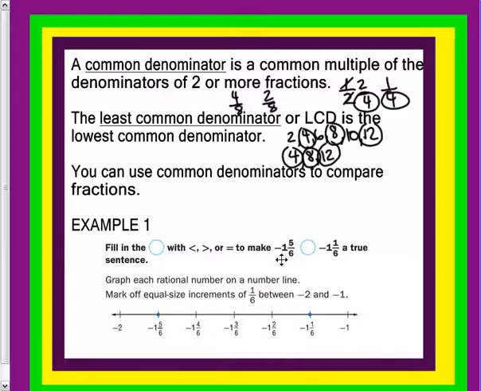For example, -1 and 5/6 and -1 and 1/6. These already have common denominators, so they want us to compare them. Which one is greater? Think about it this way: would you rather be 1 and 5/6 in debt or 1 and 1/6 in debt? I would rather be 1 and 1/6 in debt because it's less.